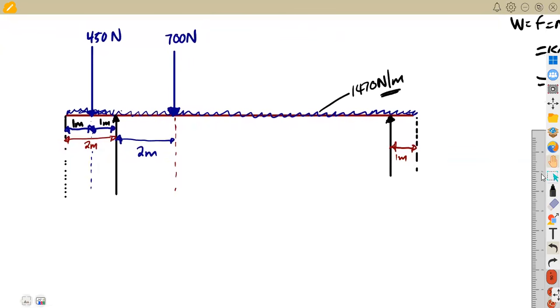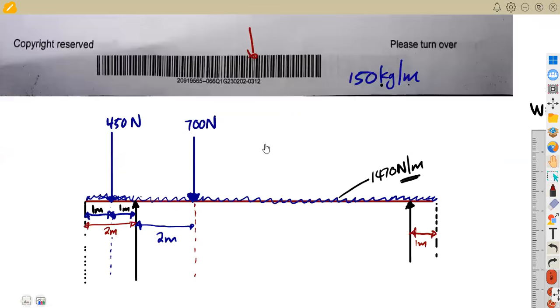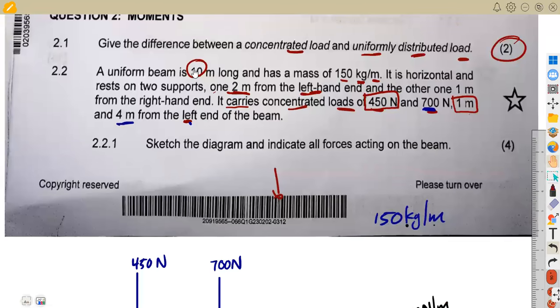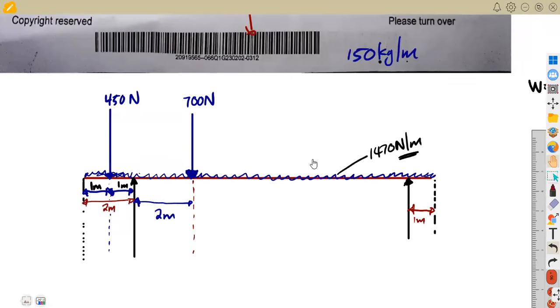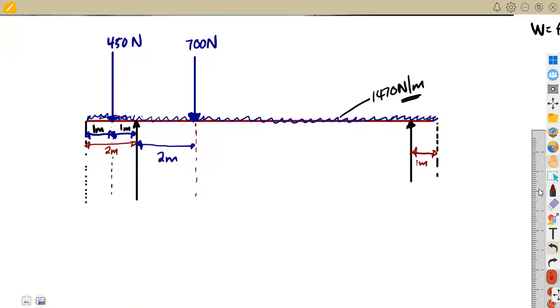All right. So remember, we're given that the length of the beam is 10 meters. So what is going to be the remaining distance here in between? What is going to be this distance here remaining? Let us see.